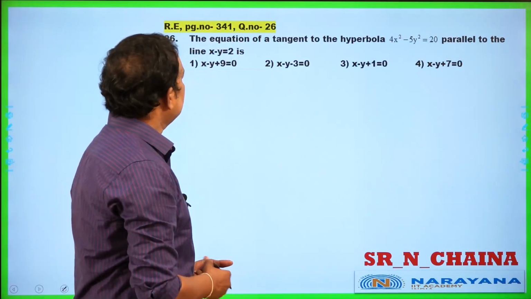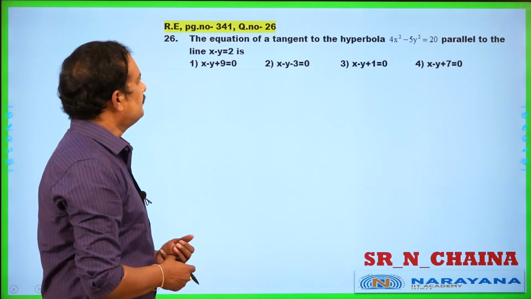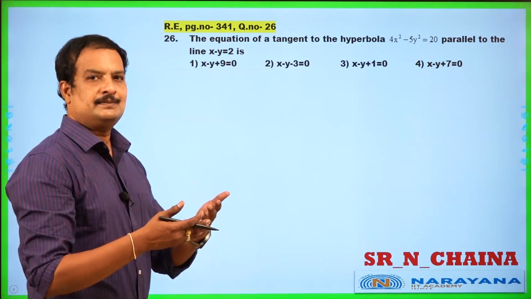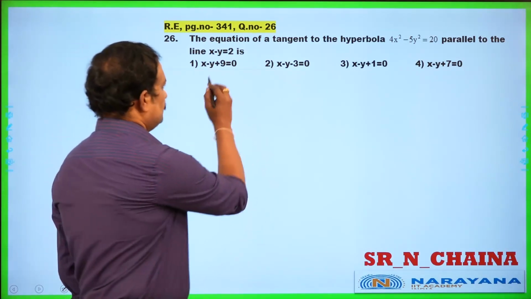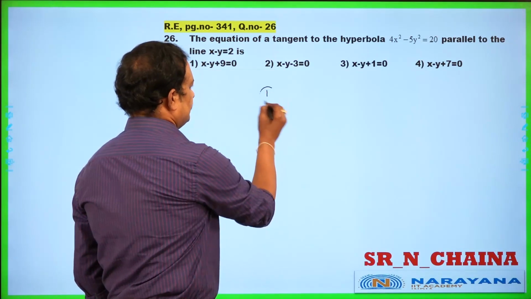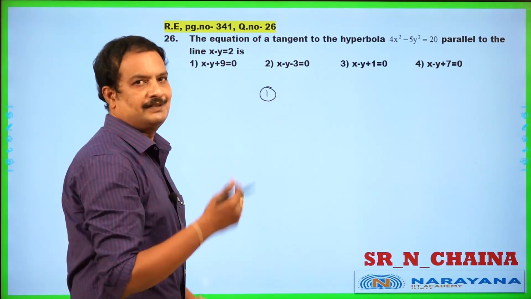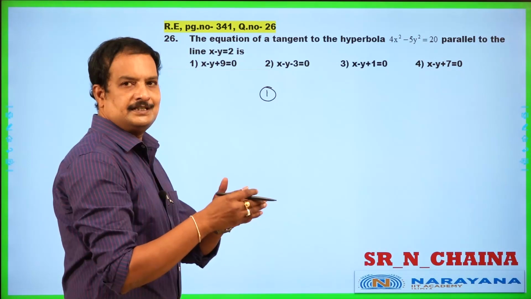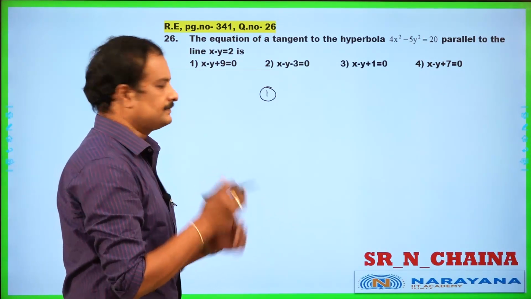So in this case, the equation of a tangent to the hyperbola parallel to this line. Parallel to this line means same slope. What is slope of the given line? Slope of the given line is 1. Please go through this. Slope of the given line is 1. So the required tangent is parallel to this one.